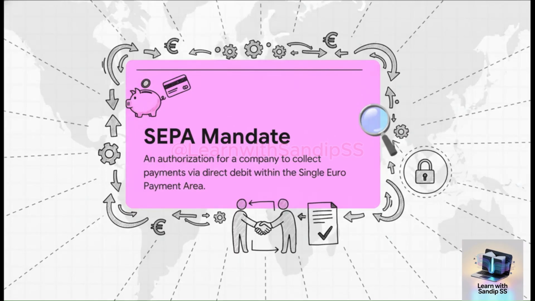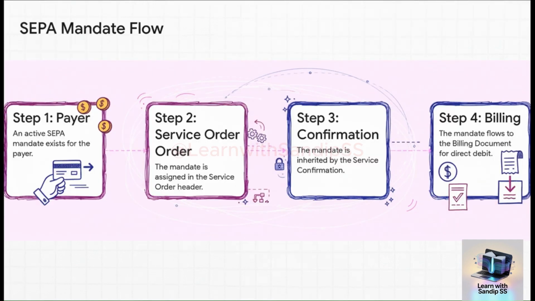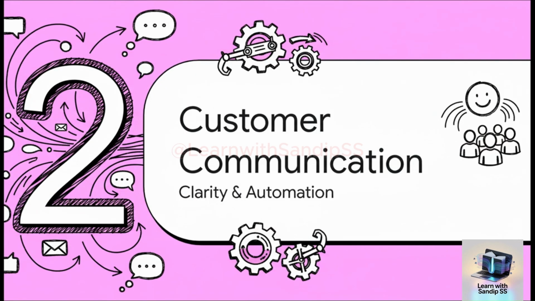Next up in our financial toolkit is the SEPA mandate. You know, for anyone operating in the single euro payment area, this is a total game changer. It's that formal authorization from your customer that lets you collect payments automatically through direct debit. And this flow right here shows you the real set it and forget it power of this thing. Once an active mandate is assigned in the service order, it just travels seamlessly through the entire process, from confirmation to the billing request, and finally to the invoice, where it automatically triggers that direct debit. That means no manual work, no chasing payments. It's beautiful.